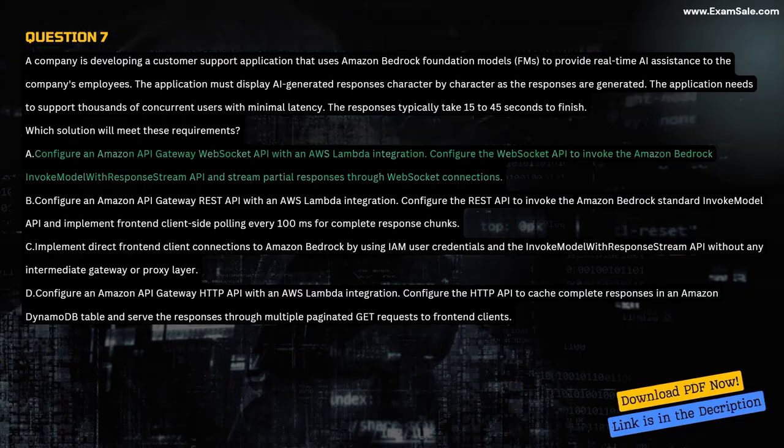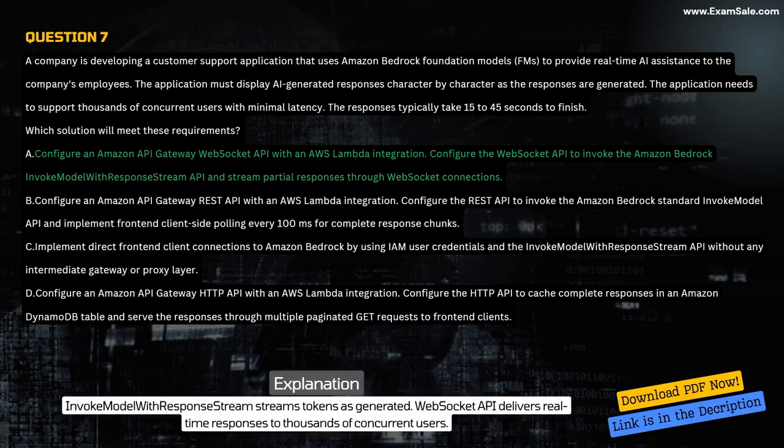Correct answer A. Configure an Amazon API Gateway WebSocket API with an AWS Lambda integration. Configure the WebSocket API to invoke the Amazon Bedrock Invoke Model with Response Stream API and stream partial responses through WebSocket connections. Explanation: Invoke Model with Response Stream streams tokens as generated. The WebSocket API delivers real-time responses to thousands of concurrent users.